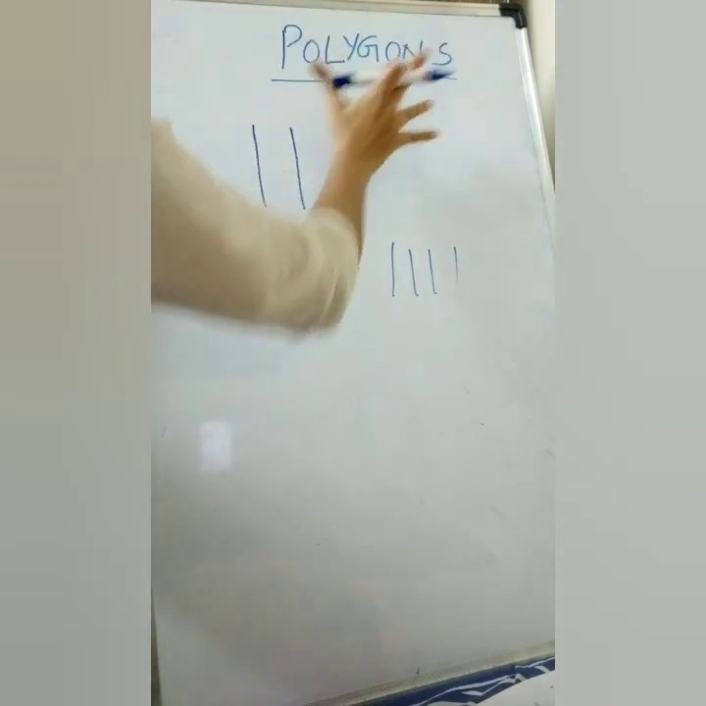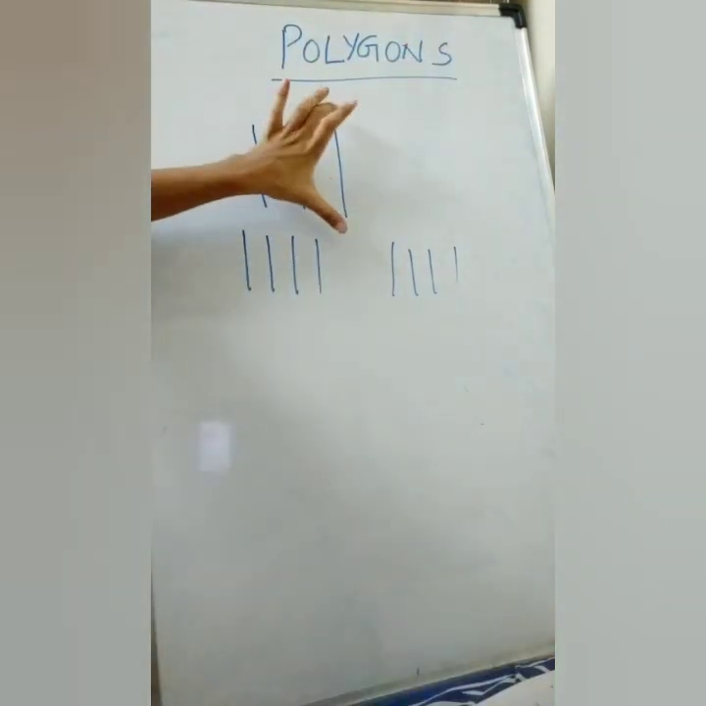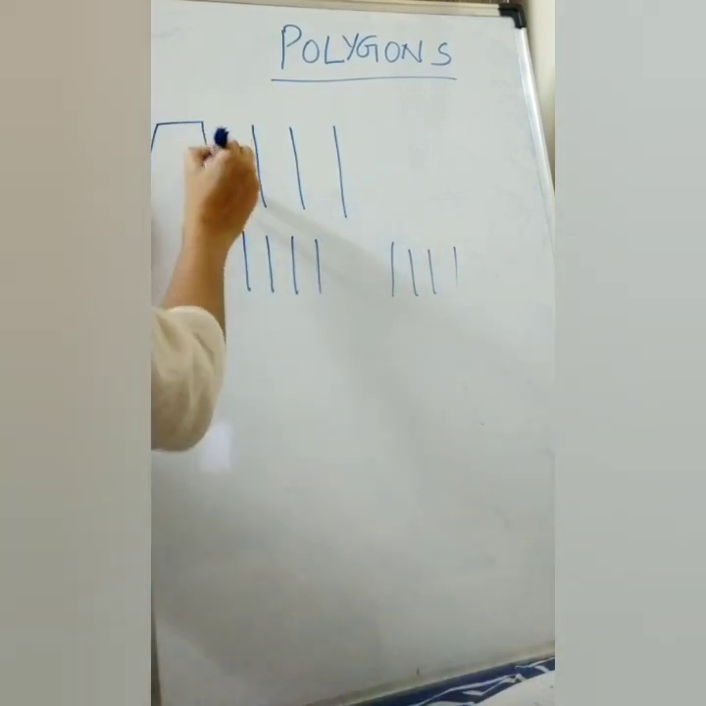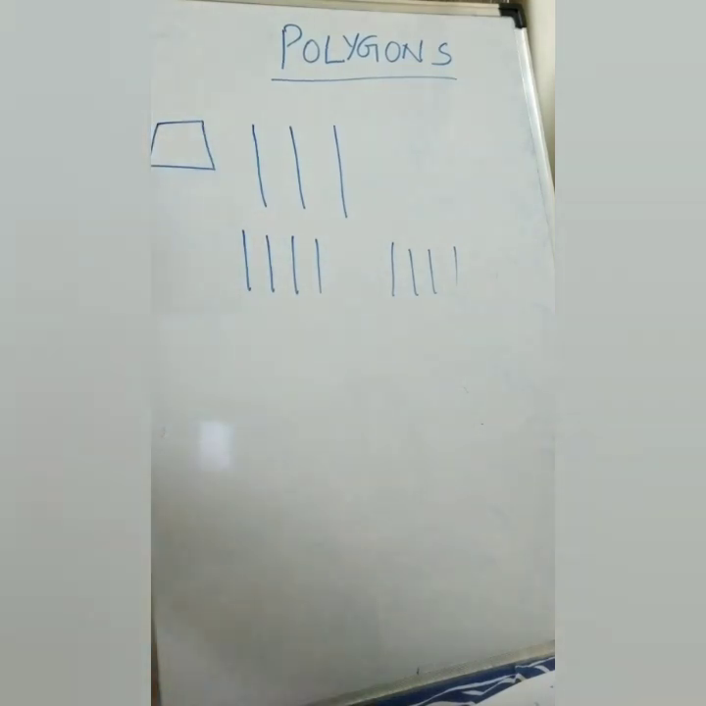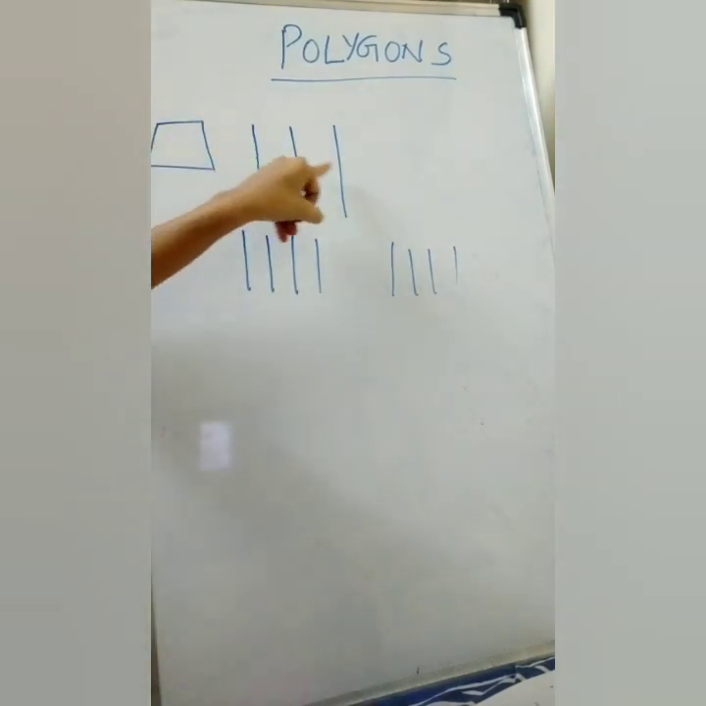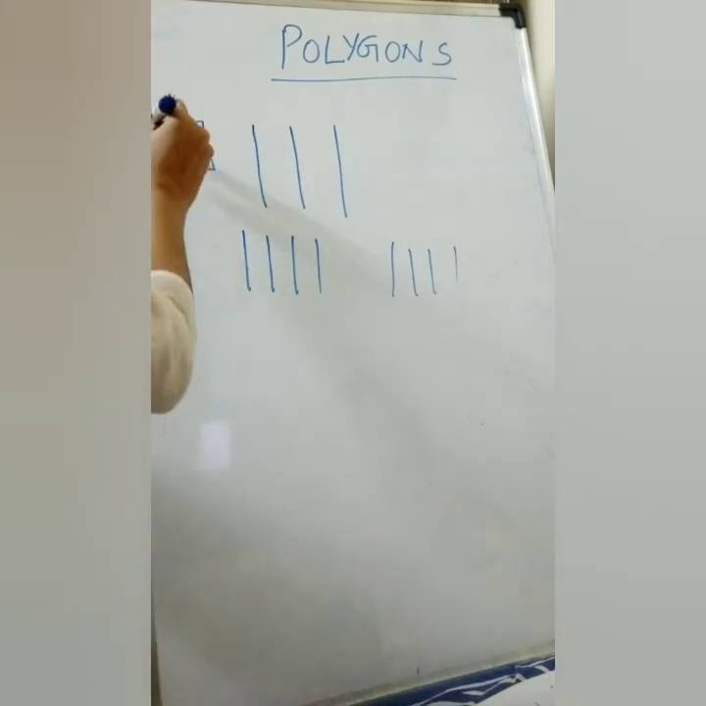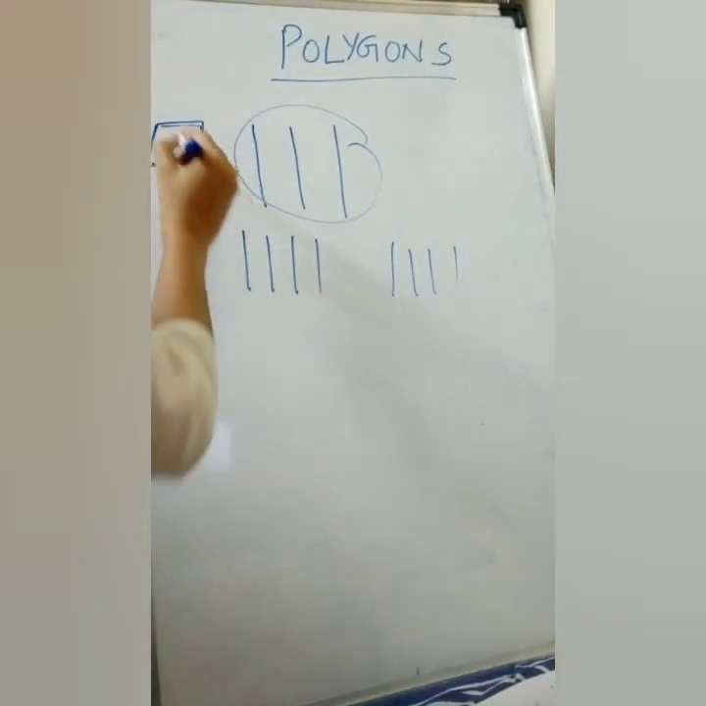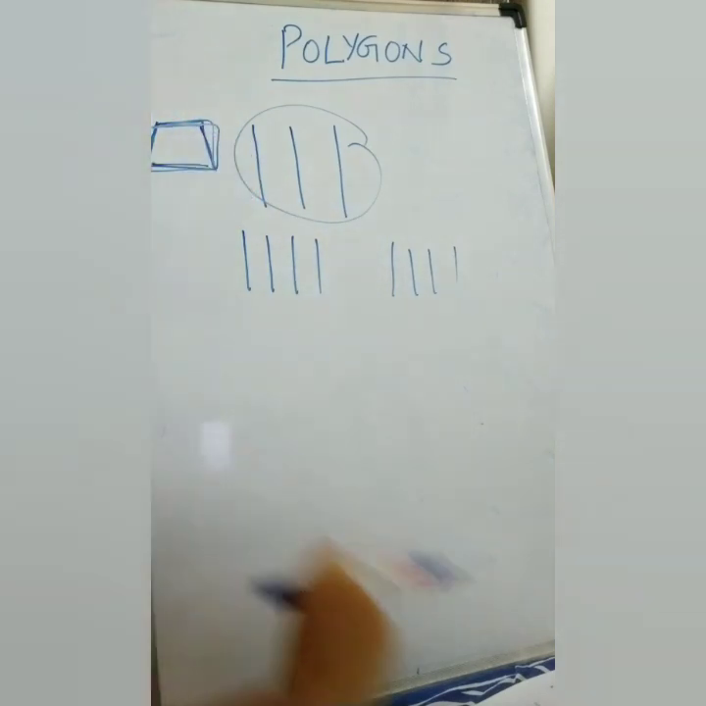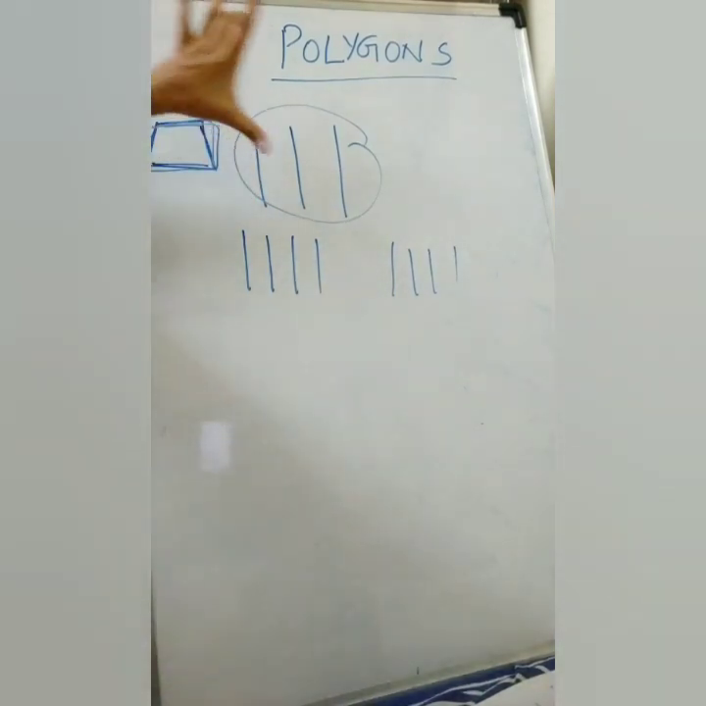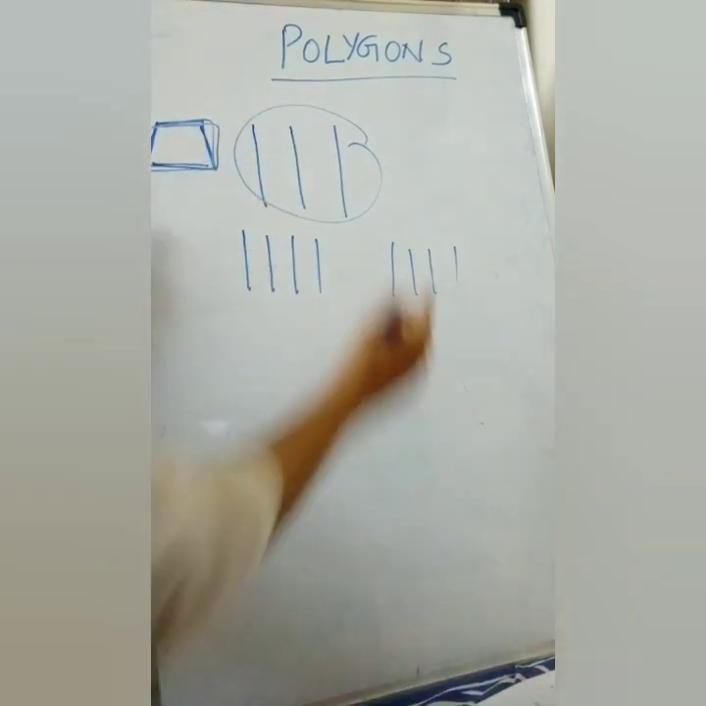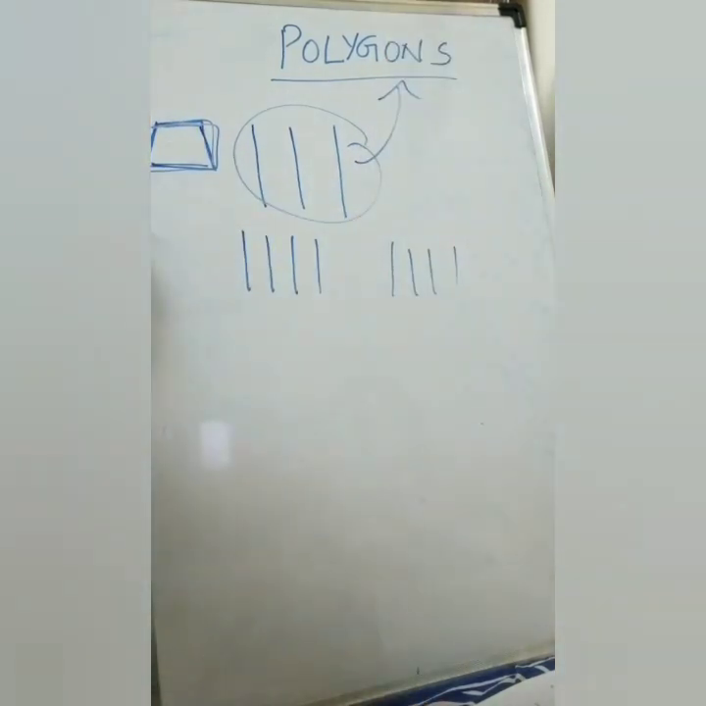So polygons contain 3 or more line segments, and they should form a closed figure with straight lines. The lines should be straight, a minimum of 3, or 4, 5, 6, 7 and so on, and they should form a closed figure. A closed figure with 3 or more line segments is called a polygon.